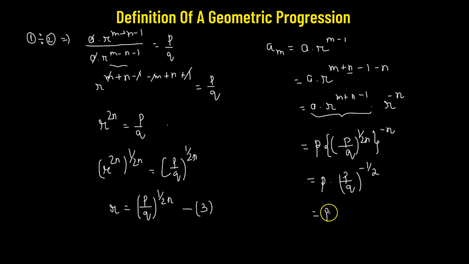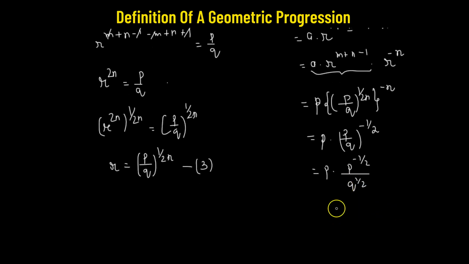So we have p times p raised to the power of negative half divided by q raised to the power of negative half. So p times p raised to the power of negative half, so that's positive half. So p raised to the power of positive half. Oh, this is negative half here. So q will go to the numerator and becomes q raised to the power of negative half. So this is the value of our mth term, or simply put, this is square root of p times q.